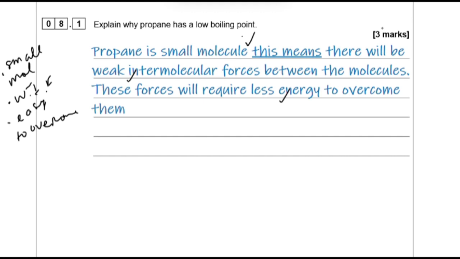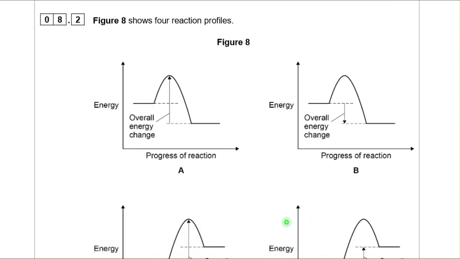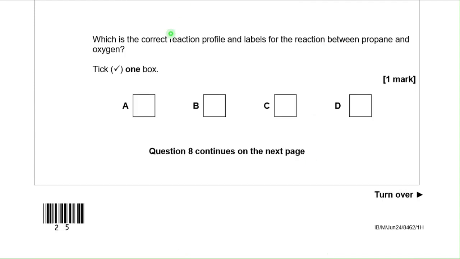Over the page. Propane reacts with oxygen to produce carbon dioxide and water. The reaction is exothermic. 8.2. Figure 8 shows 4 reaction profiles. And here they are. You've got A, B, C and D. Look at them closely. You can see they're all familiar. You should have seen these many times in your chemistry lessons. Which is the correct profile and labels for the reaction between propane and oxygen? Tick 1 box for 1 mark.